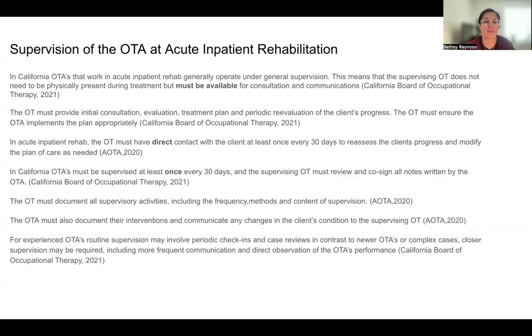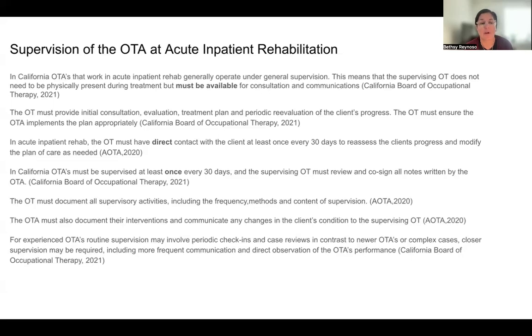In acute inpatient rehab, the OT must have direct contact with the client at least once every 30 days to reassess the client's progress and modify the plan of care as needed. In California, OTAs must be supervised at least once every 30 days, and the supervising OT must review and co-sign all notes written by the OTA. The OT must document all supervisory activities, including the frequency, methods, and contents of supervision.